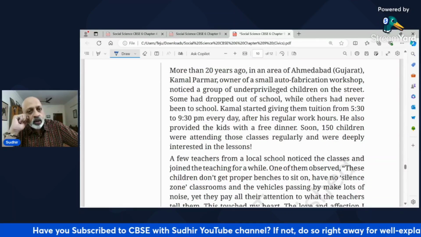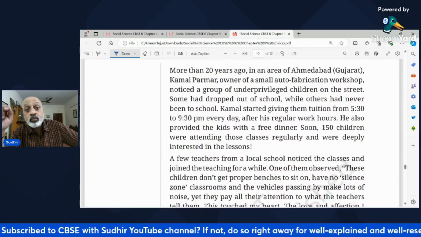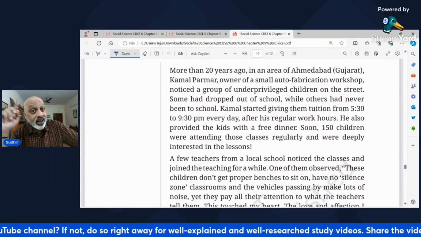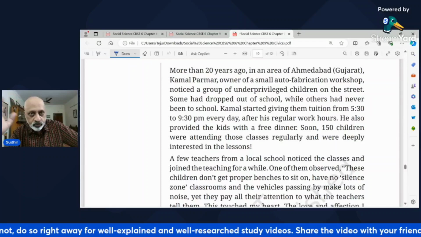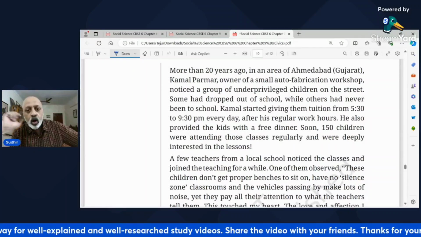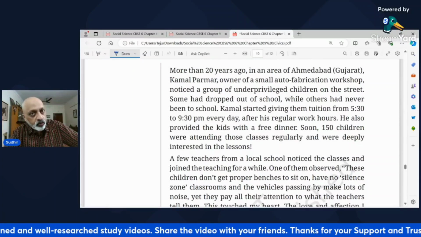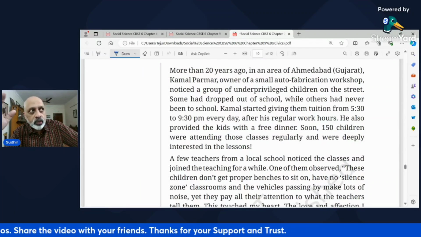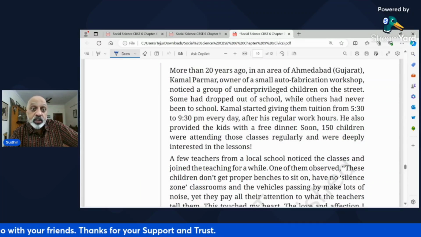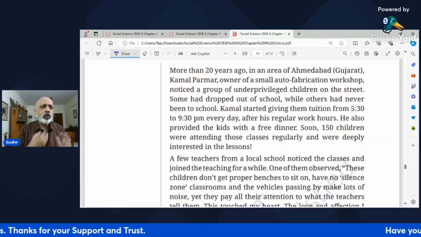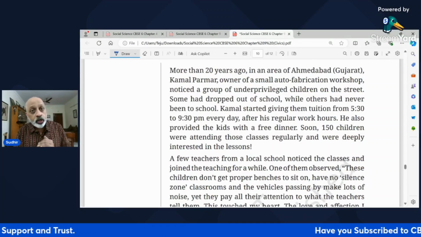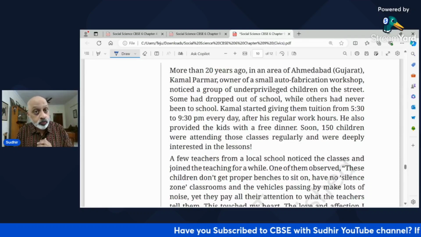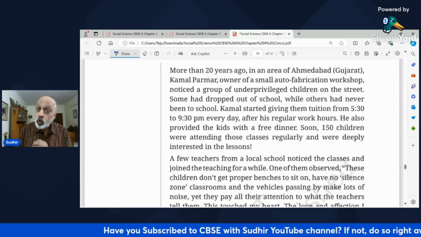So what Kamal Parmar started doing, he started giving them tuition from 5:30 in the evening till 9:30 in the night every day, after he got over with his office work. He also provided the kids with free dinner, all from his pocket. So he realized that soon 150 children, because everyone wants to get educated, because without education, what are you? And you should feel very fortunate that you actually go to good schools.